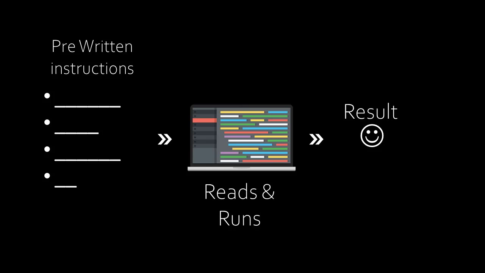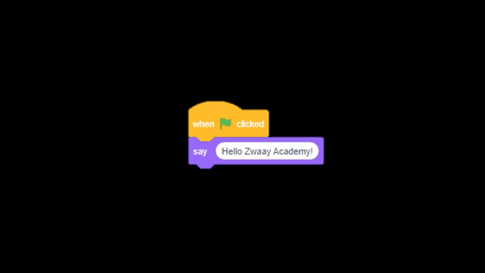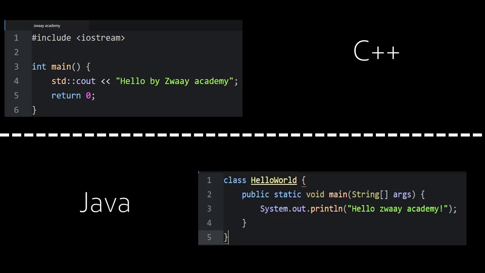So what is a computer program? A computer program is nothing but a set of pre-written instructions that can be read by a computer, which executes those instructions to get a result. In other words, consider the Scratch program that we made as input, and in the background there is a process happening. But we don't have to worry about that now. Once the process is over, we get a result, which is the cat displaying the result of our program. This is how the same program looks in programming languages such as C++ and Java.